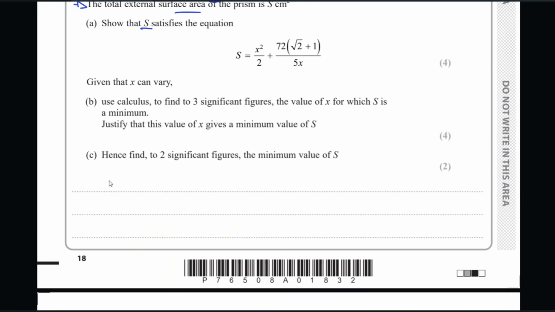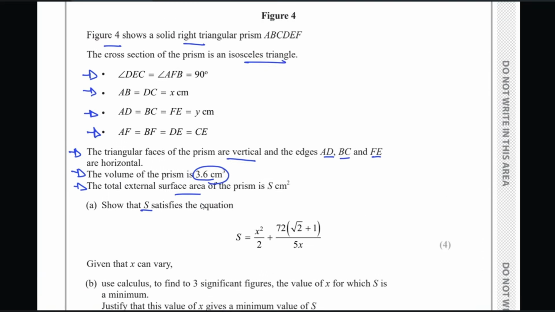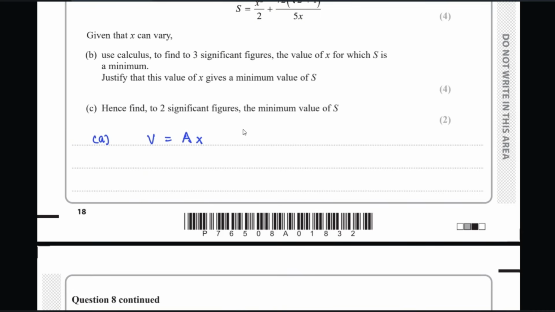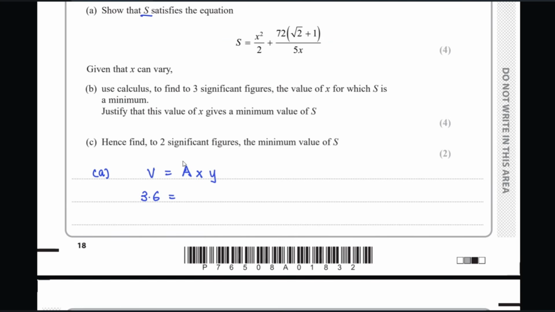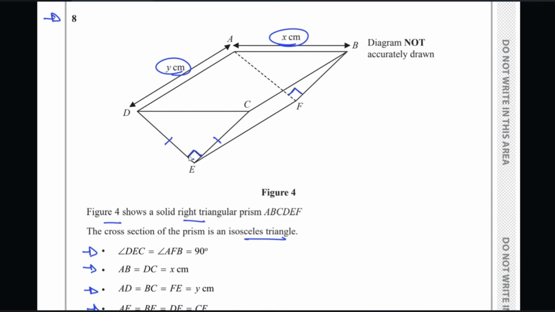So for question a, volume can be calculated by multiplying the cross-sectional area with the length of the prism. What is the length of the prism here? The length of the prism is y. So the area of the cross-section times y will give us the volume, and we know the volume is 3.6. What is the area formula? Let's have a look. The cross-section is a right triangle, and lengths DE and CE are perpendicular. So DE can be the height, EC could be the base. The area of the triangle would be half times base times height.